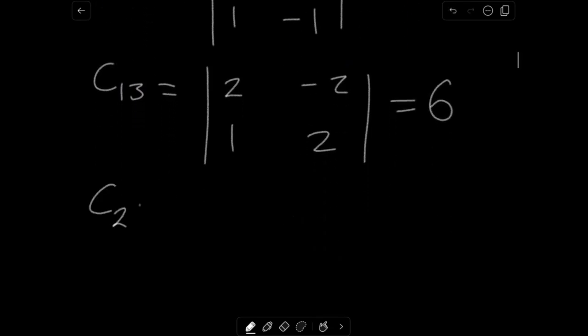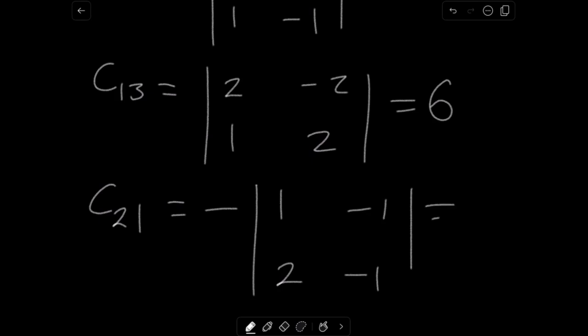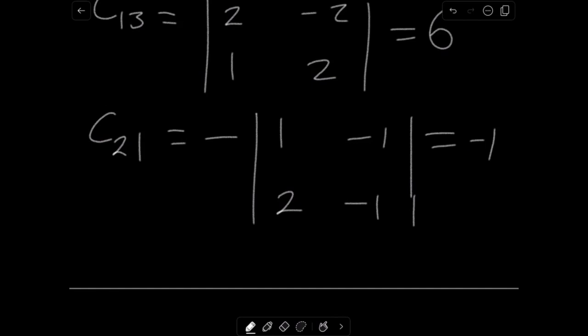Cofactor 2,1: you have to account for its position in the checkerboard matrix, so that's going to be a negative. Then we fill out the determinant of the submatrix 1, minus 1, 2, minus 1, and that is going to be minus 1. All right, let's add a page.